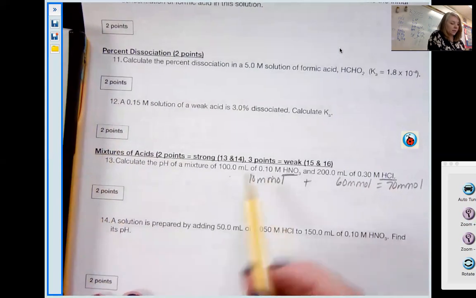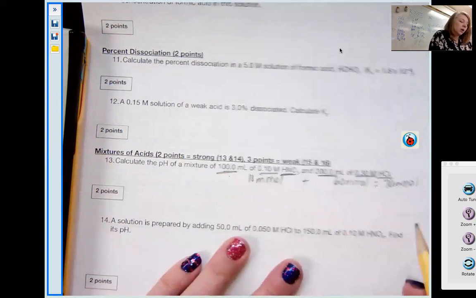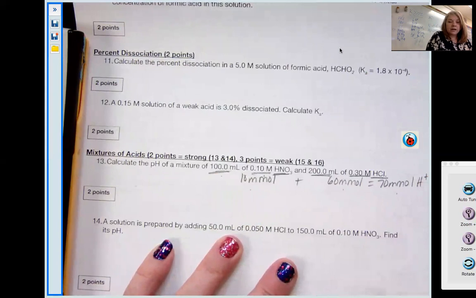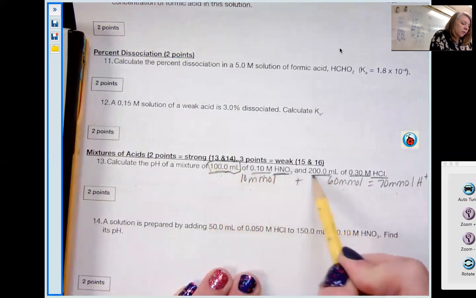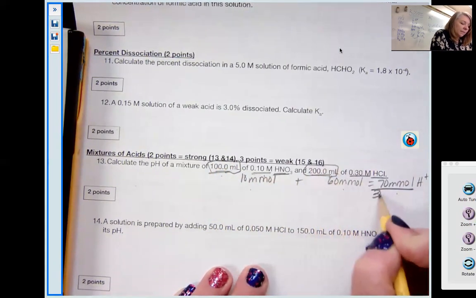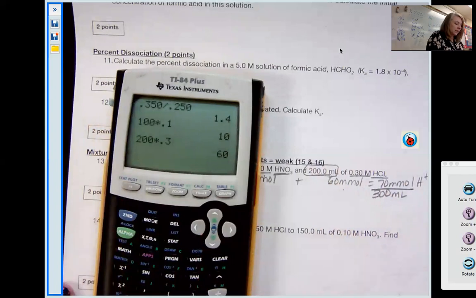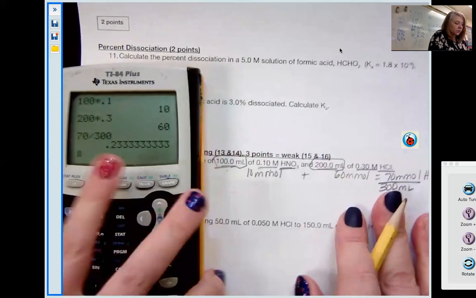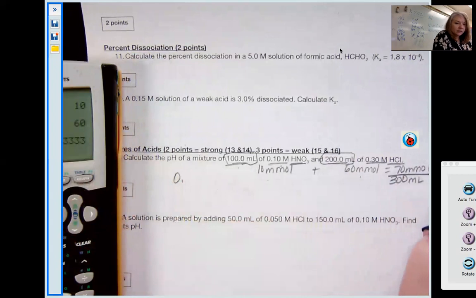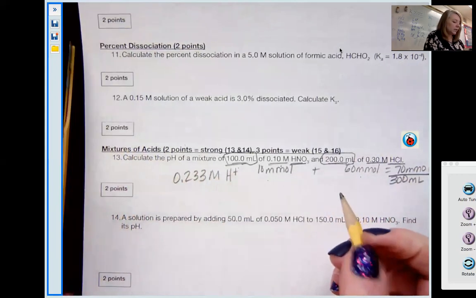Okay, so I just multiplied the 100 times the 0.1. I got 10 millimoles. 200 times 0.3 is 60 millimoles. That's a total of 70 millimoles of strong acid, which would be 70 millimoles of hydrogen ions, since both of them are strong. All right, and then the total volume, because we need concentration, is 100 plus 200, so they'd be divided by 300 milliliters. So now our concentration is 70 divided by 300, which is 0.2333333. That's your concentration of your hydrogen ions. So 0.233 molarity of H+. Now you can calculate your pH from there, okay?